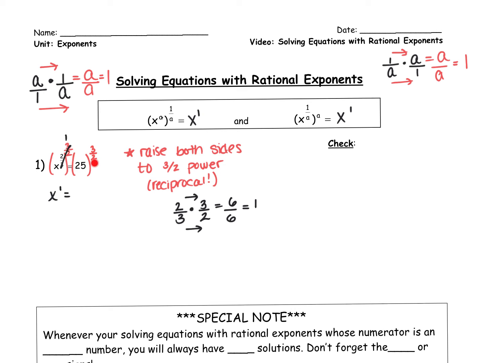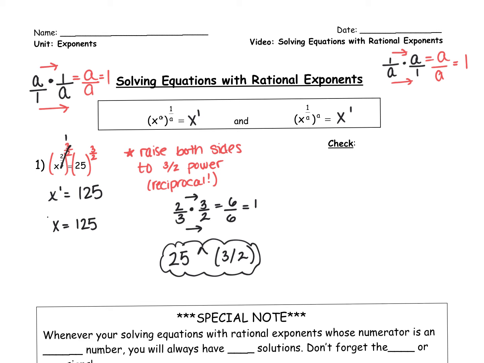Now this 25 to the 3/2 power, you're just going to type into your calculators. So you're going to type in 25 to the 3/2. Make sure you put the 3/2 in parentheses and make sure you hit the exponent key. All right. So take a couple minutes, plug that into your calculator, and hit resume when you're ready. All right. So you should have gotten 125. So x to the first is the same thing as saying x. So x must equal 125.